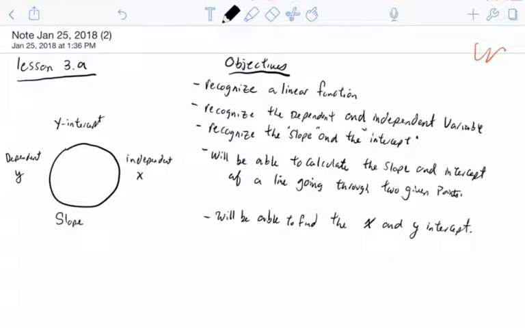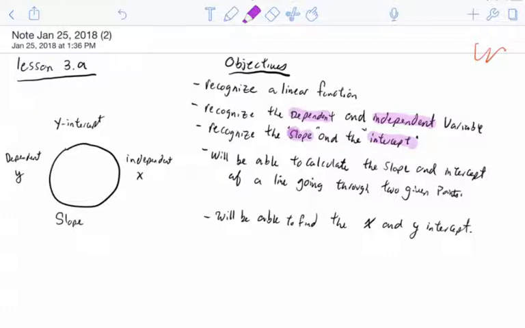So we're talking about linear functions. Today's goal: you need to be able to recognize when something's a linear function. You need to be able to recognize the dependent and independent variable. And I guess by this, it means know what we mean by dependent and independent variable. You need to be able to recognize the slope and intercept of a given linear function, which are two numbers, by the way. You need to be able to calculate the slope and intercept and form of a line going through two given points.